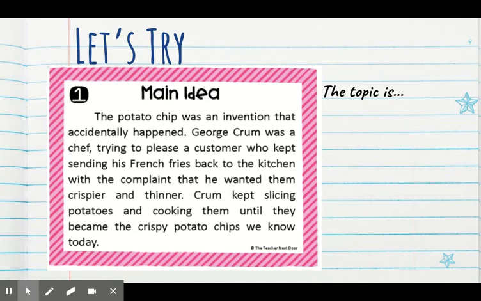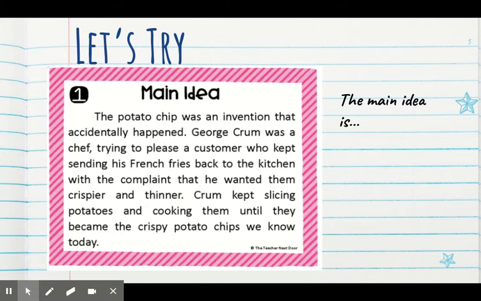So we know that the topic is what the text is generally about. It's the subject. So the topic of this is potato chips. We know that when we look for the topic, we look for repeating words or phrases, and we see potato chip, potato chips. It comes up a few times in this short text. So the topic is potato chips. Well, what's the main idea?